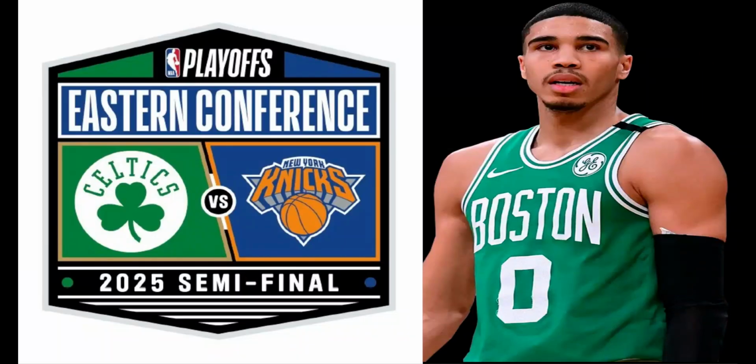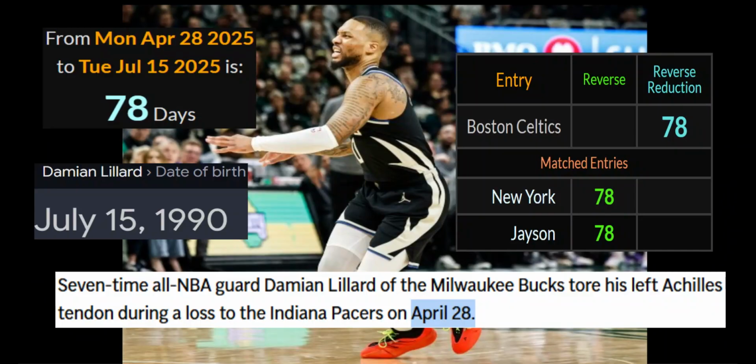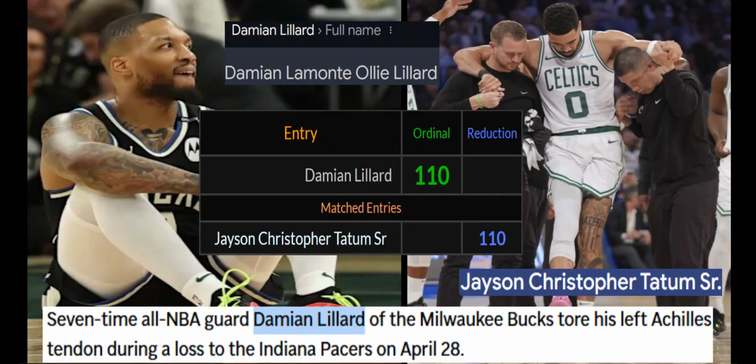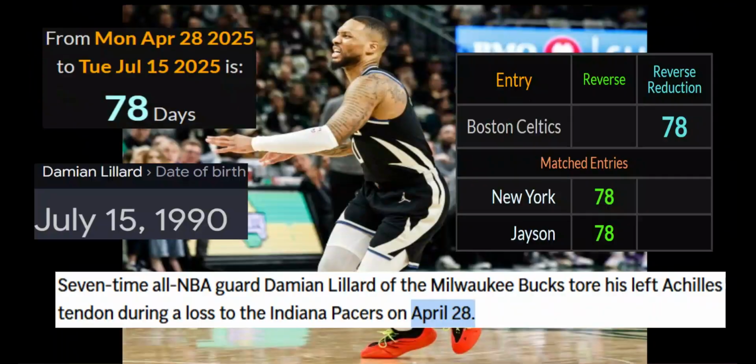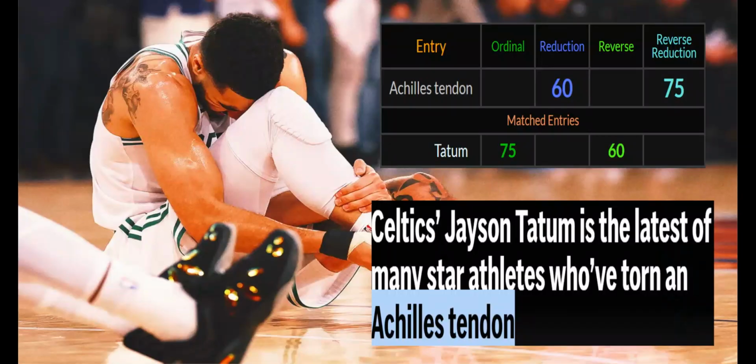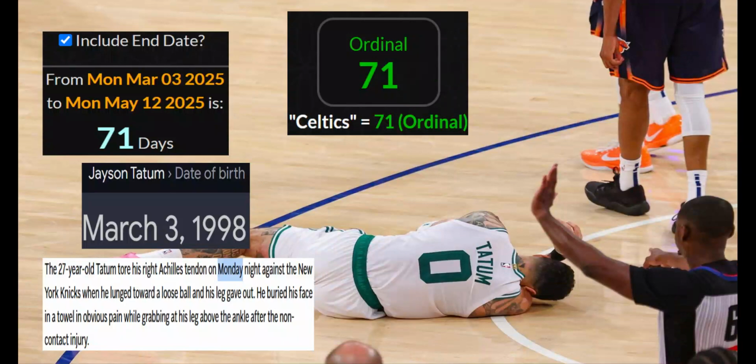Look, we just hit on Lillard's birthday and how it synced up with the Celtics and Knicks with this Tatum injury. Look at Tatum's birthday. A 71-day span from Tatum's birthday, March 3rd, to the injury Monday night's game, May 12th. From start to end date, a 71-day span.